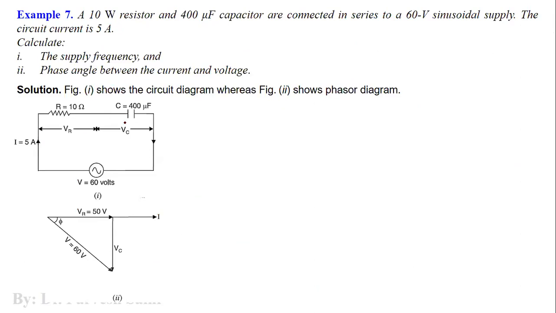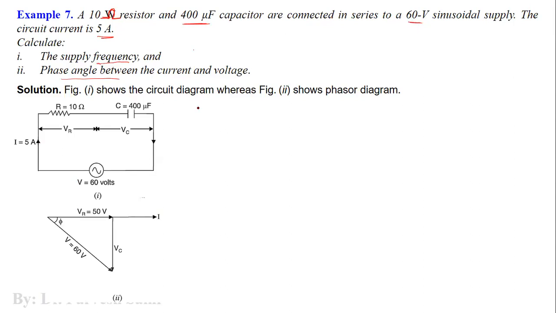Now here we have a series RC circuit, in which we have to find out the supply frequency and the phase angle between voltage and current. The parameters given are 10 ohm resistance, the current, the capacitance, and the supply voltage. There are a lot of typo mistakes here. All right, so let us find out the solution of this.